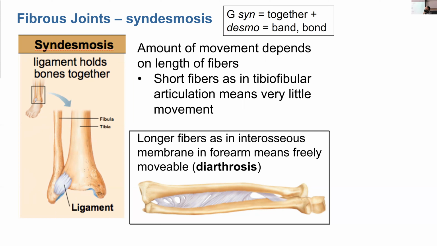And so another example is the distal articulation of the radius and the ulna. We have a joint here. It's bound together by these fibers, but there's a little bit of movement. And remember, we have this interosseous membrane also holding all of these together. And so whether those fibers are really long or short will determine how much movement there is.